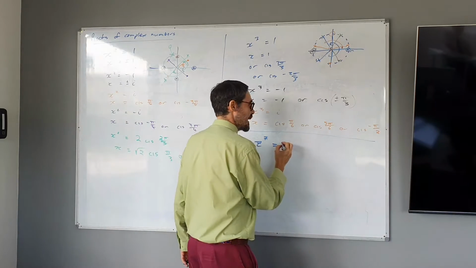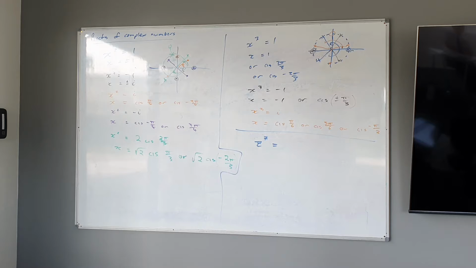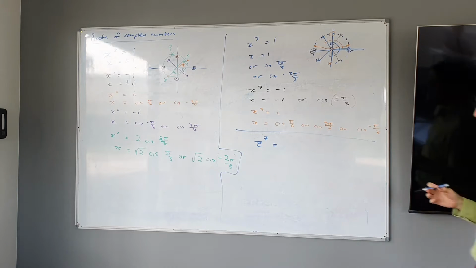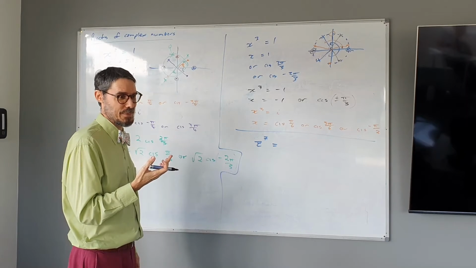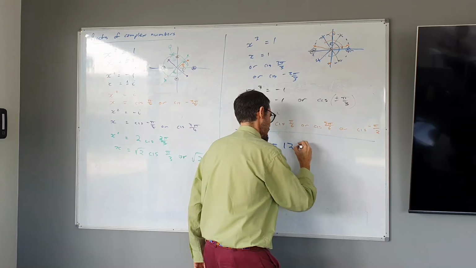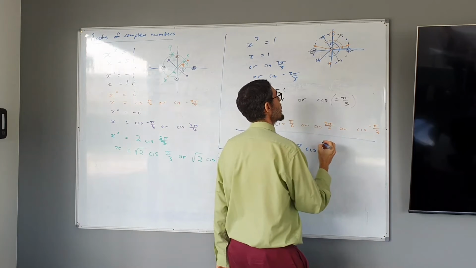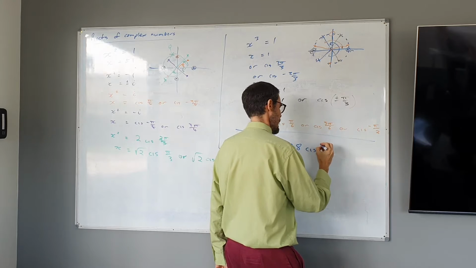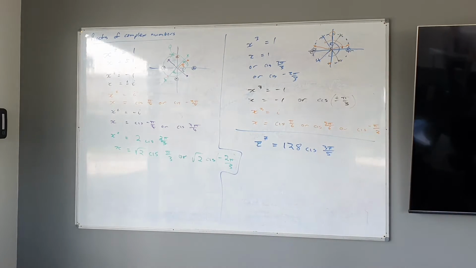Z to the 7th equals... do I really need a 7th power? Just make one up. Actually, do you want your answers to have the 7th root of something in them? Or do you want me to give you 128 cis 3 pi on 5? Why not? Just to show you that the technique will always work.